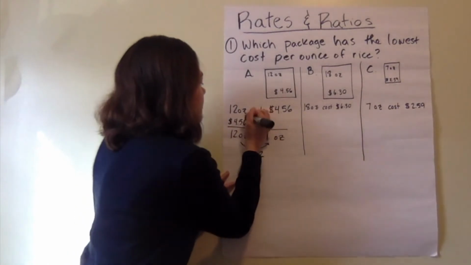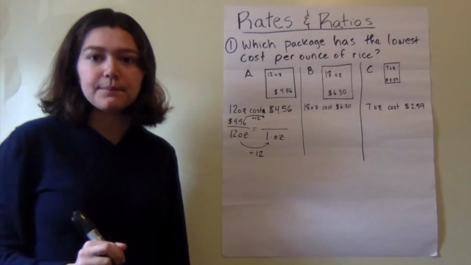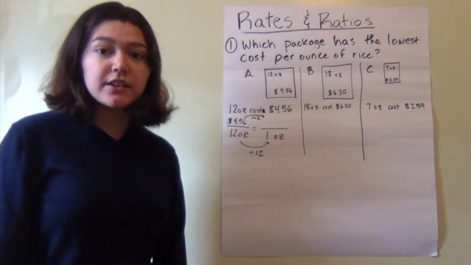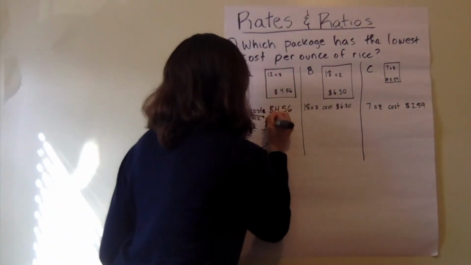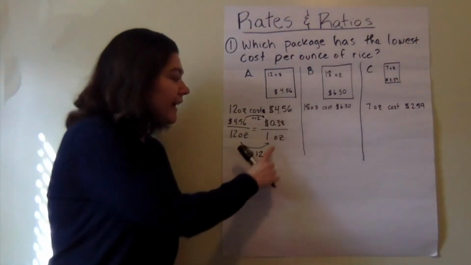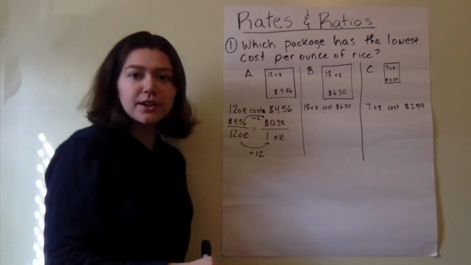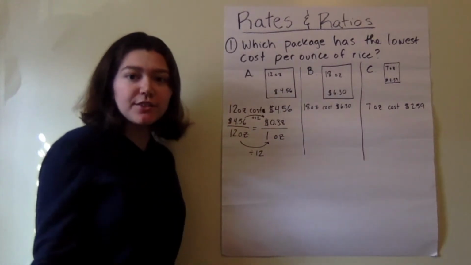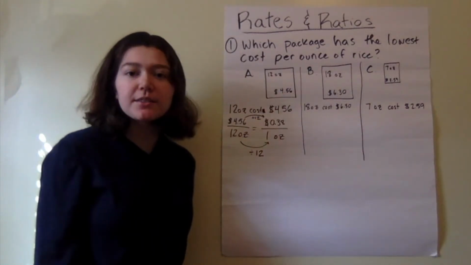So I'm going to take 456 and divide by 12, and we're going to see what we get. So go ahead, do that for me, see what you get. We should get 0.38, or what's going to be 38 cents in this situation. So that means for every ounce of rice in this package, you're paying 38 cents for it. That's what the unit rate per rice is. For 1 ounce of rice, that's the cost.